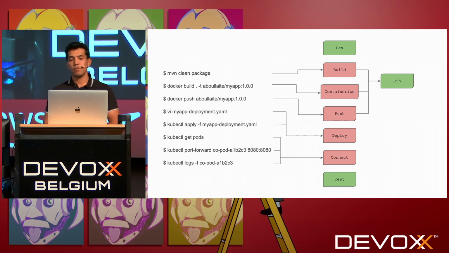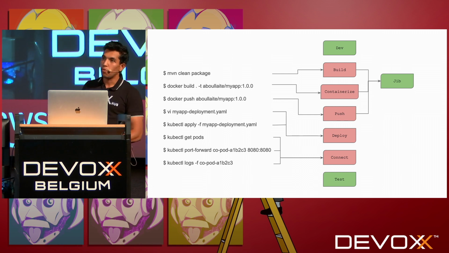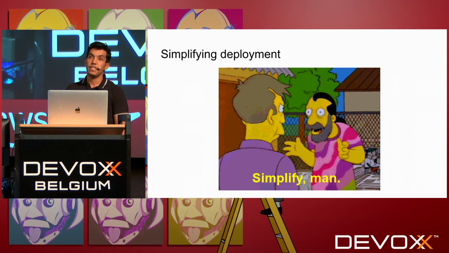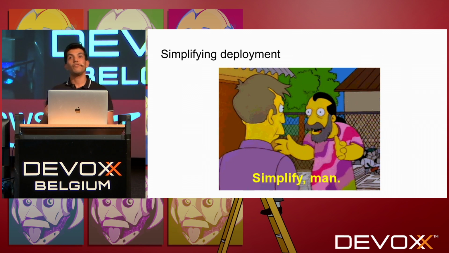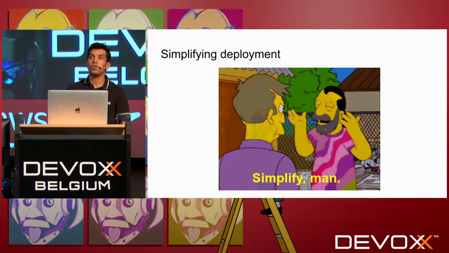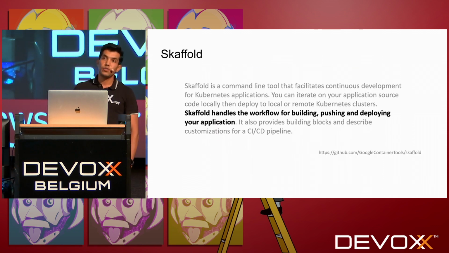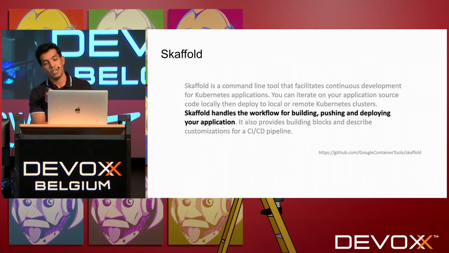So with Jib, we succeeded in reducing the steps from 5 to 3, but we still need to manually deploy the generated image into my Kubernetes cluster. So can we do better? Yes, we need to find a way to simplify the deployment and continuously deploy the application to our Kubernetes cluster. And for that, there is another tool from Google also.